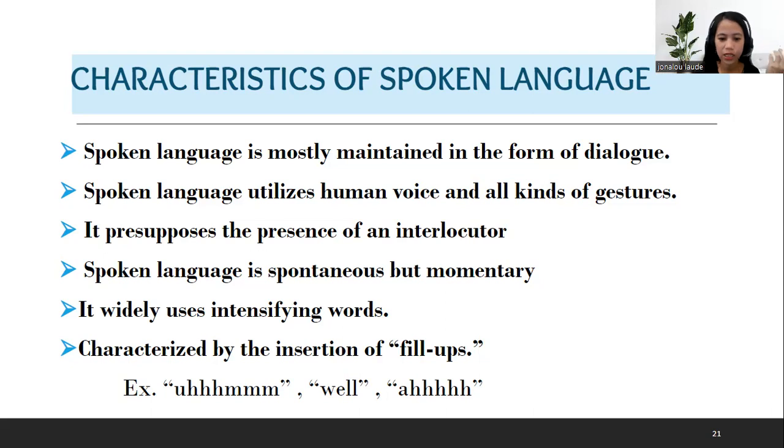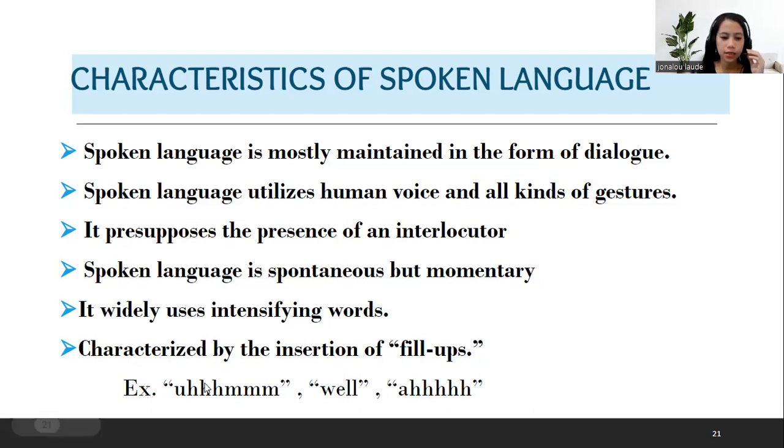It vanishes. So we have no physical record of our conversation, unless we intentionally make a video while we are having a conversation with someone else. Then there can be a physical record. But you need permission to record when talking to other people, whether with a camera or audio. Otherwise you can't. So that's why spoken language is spontaneous but momentary.